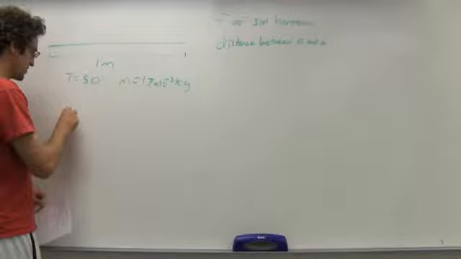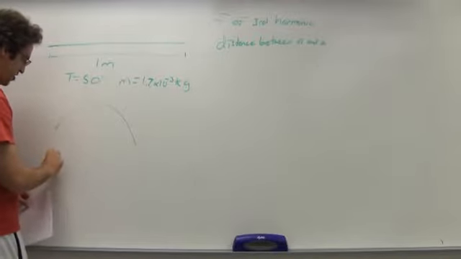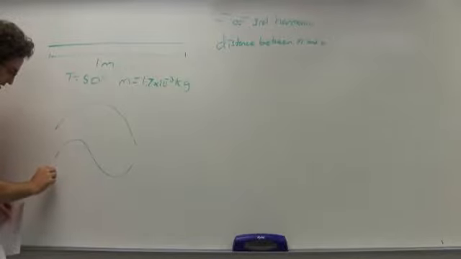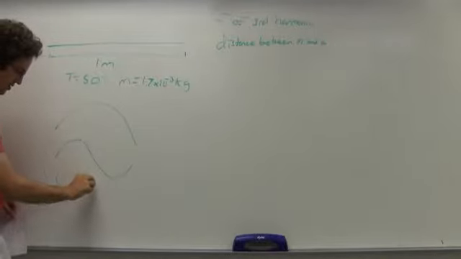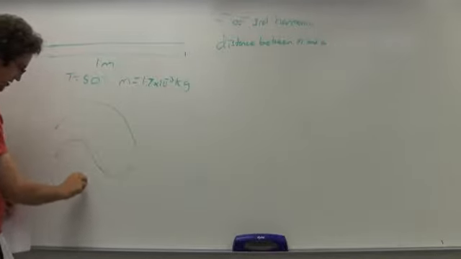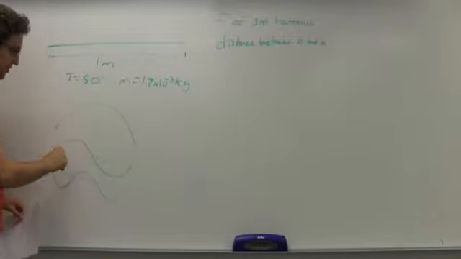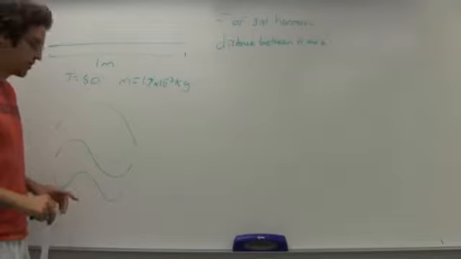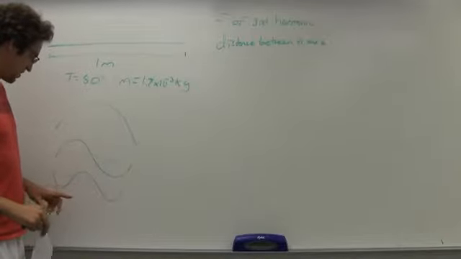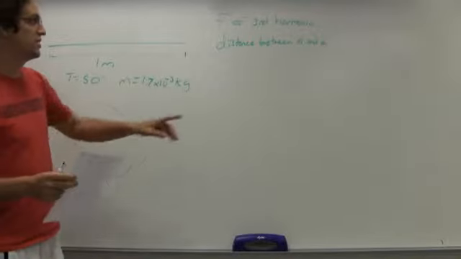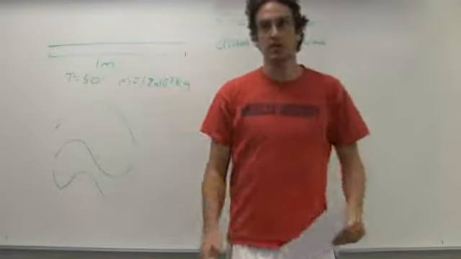We know in a fixed-fixed string that the first harmonic looks like this. The second harmonic looks like this. And the third harmonic looks like that. So we've got 1/2 wavelength, 2/2 wavelengths, and 3/2 wavelengths. So we can actually answer the distance between the nodes and antinodes pretty quickly.